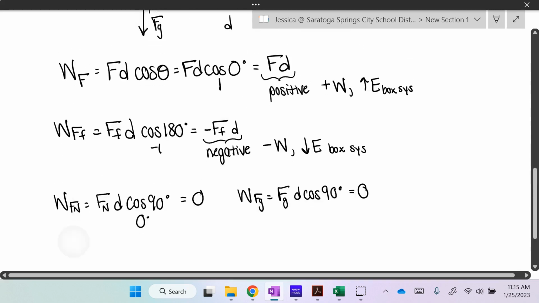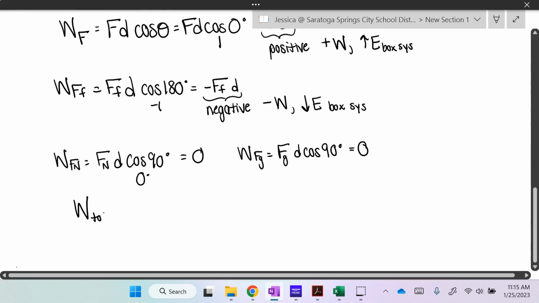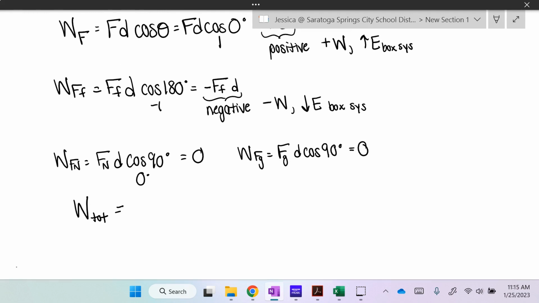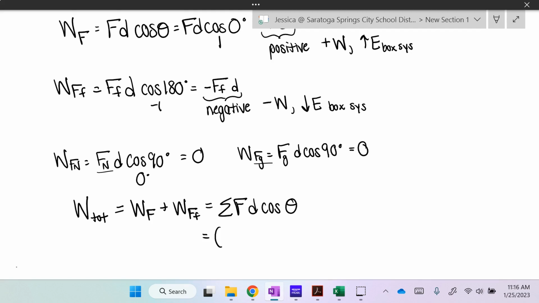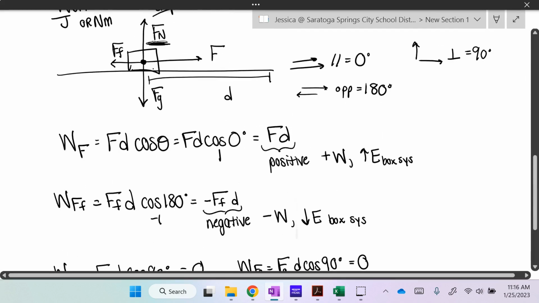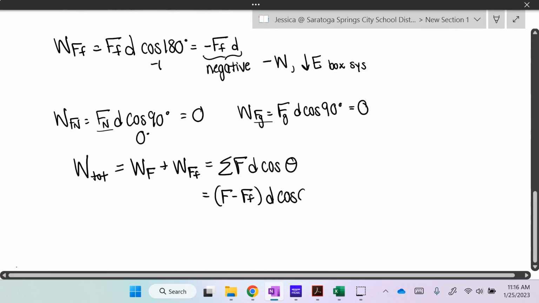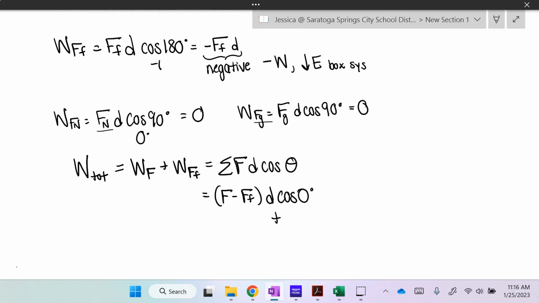Okay. So those are the works done by the individual forces. We could also talk about the total work done, which we could find by adding up the works done by the individual forces. I'm not going to include the normal force and force of gravity because they do no work. Or we could do the net force times the displacement times the cosine of theta. The net force here would be the applied force minus friction. Assuming this applied force is greater than friction, the net force would be in the same direction as the displacement, so I'd be at a cosine of 0, which would lead to an overall positive work being done, an overall increase in total energy.